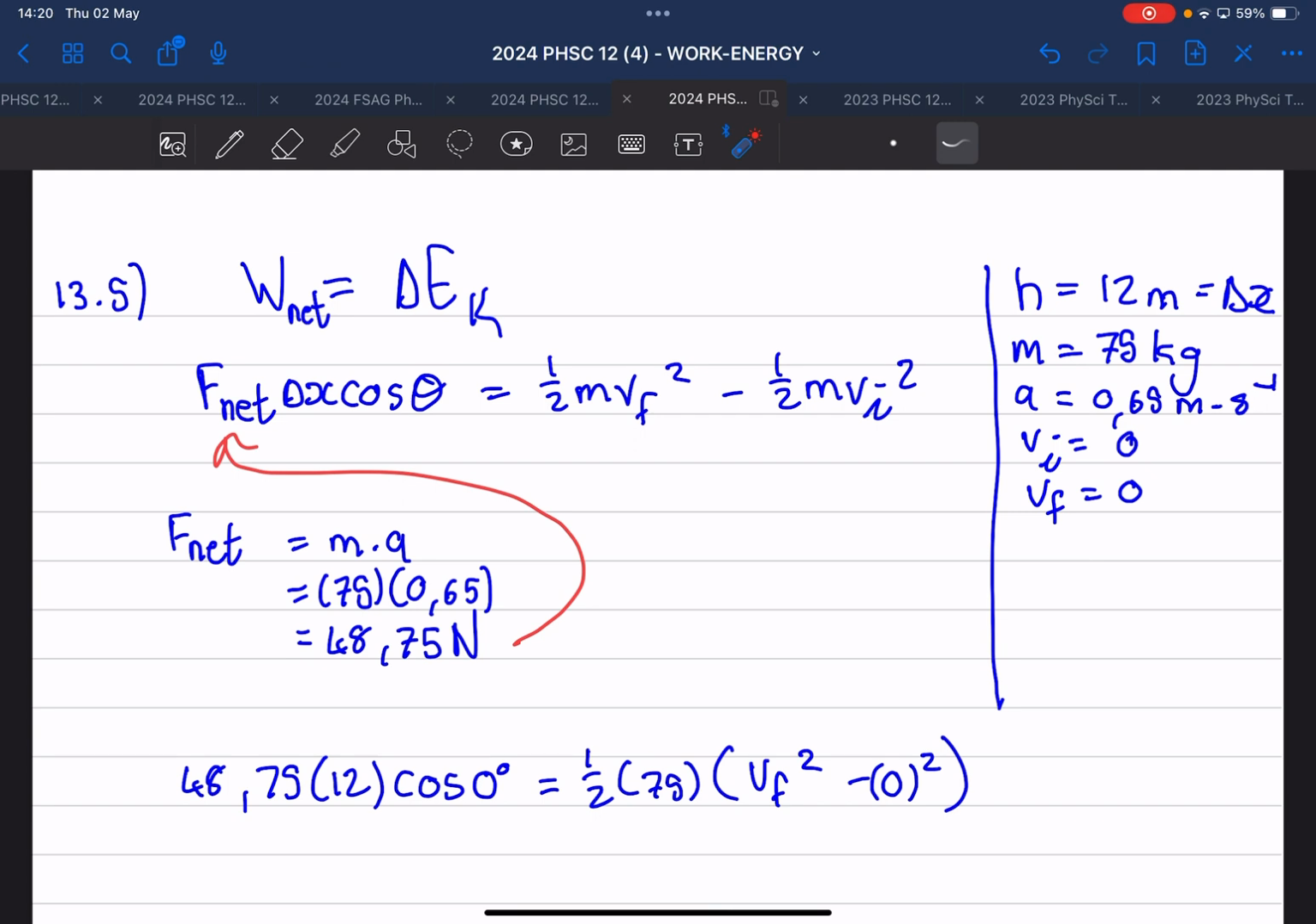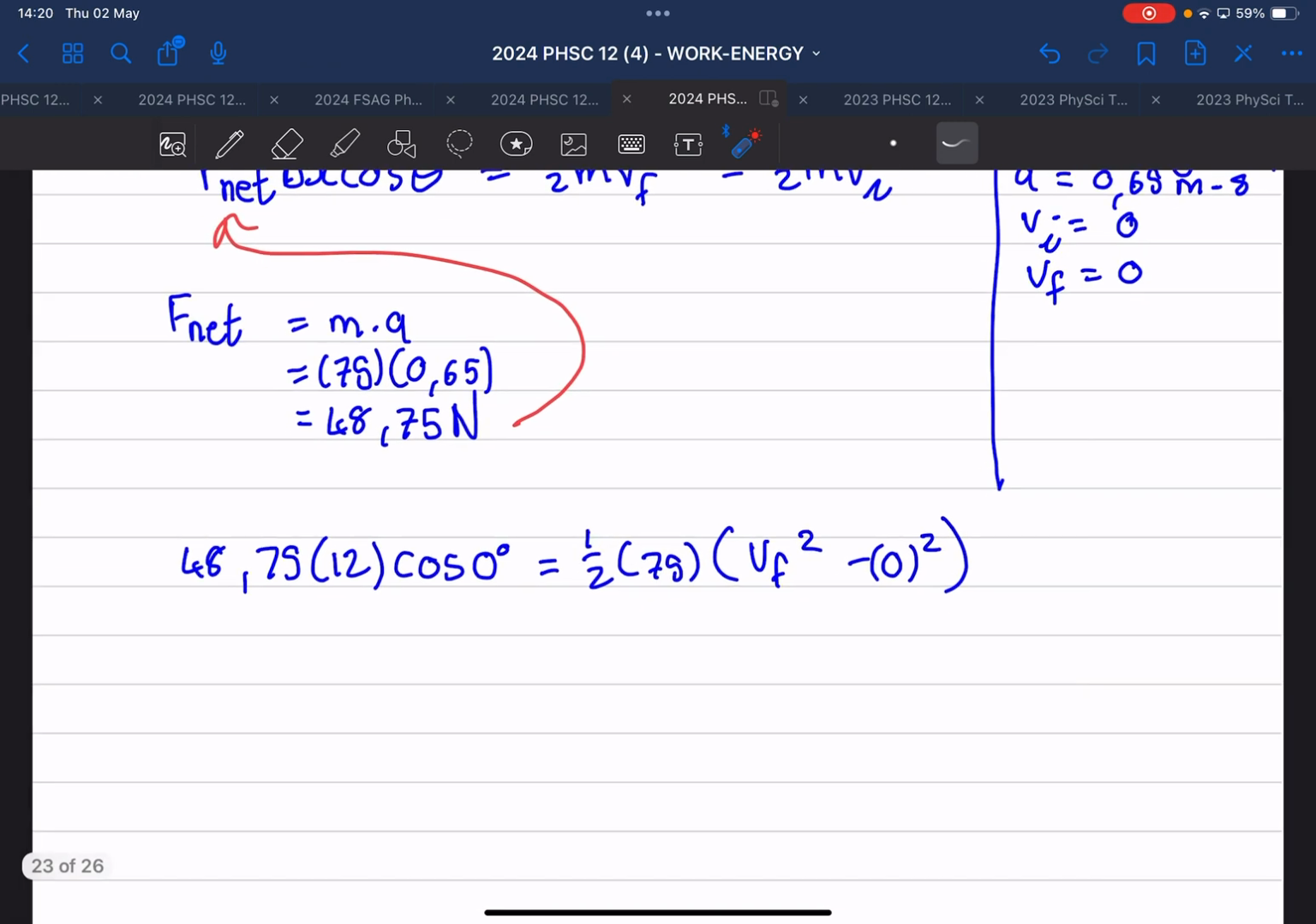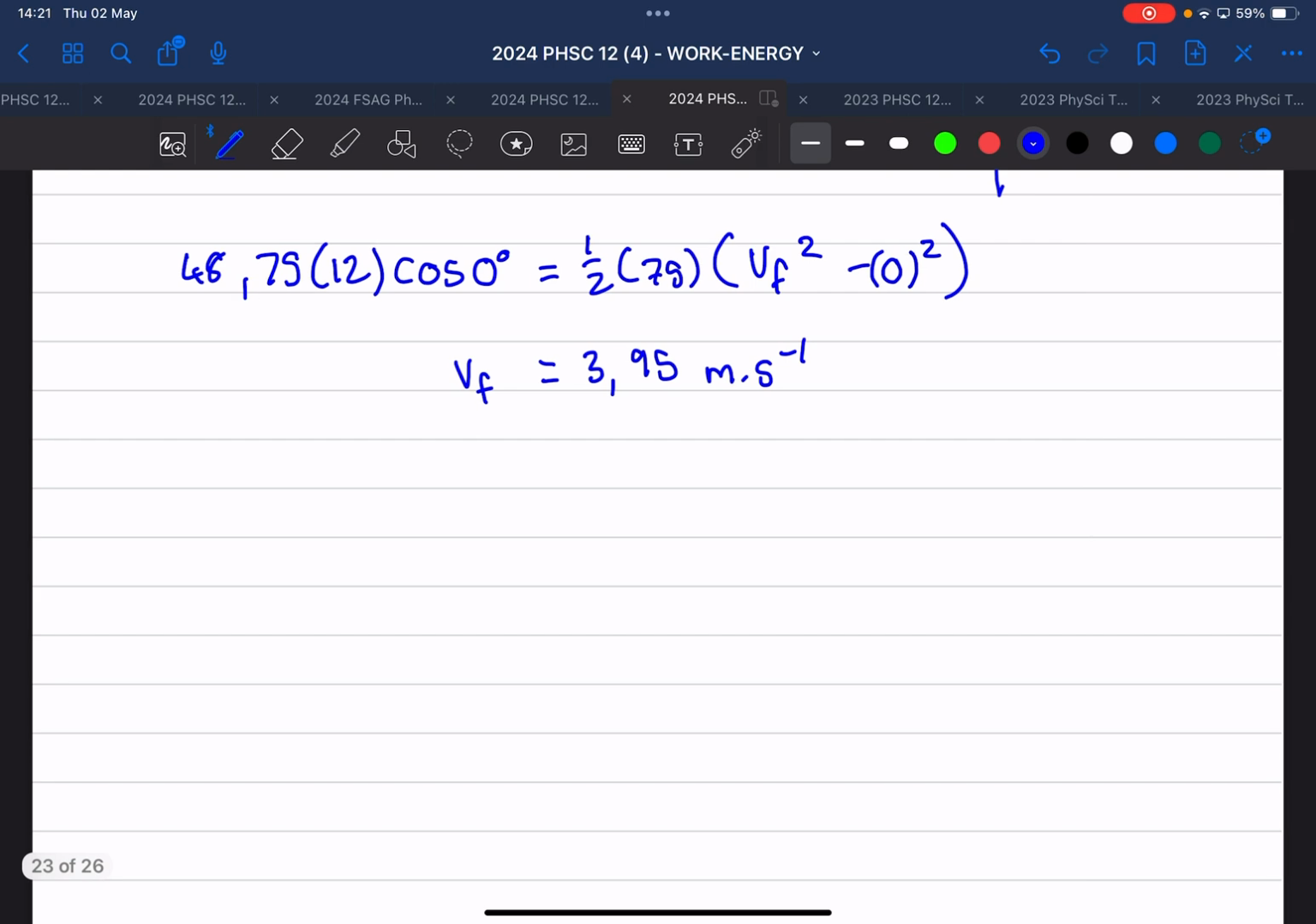Hoe bedoel jy? Wat kry jy? 15,6. Okay. So this, through some nice math, gives us a final velocity of 3.95 meters per second. Okay, not so bad, right? I like the vertical movement questions. Now we're getting to, okay, wait, just let me show you as well.